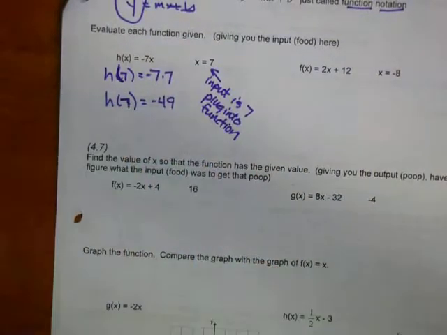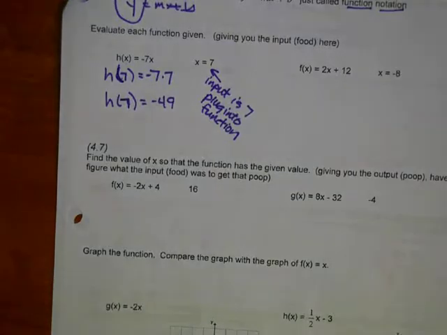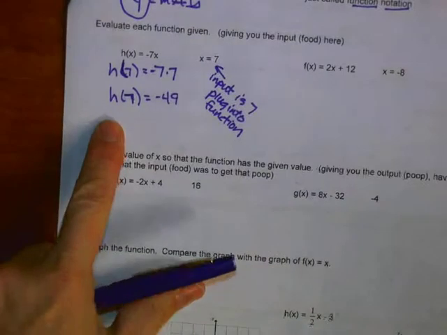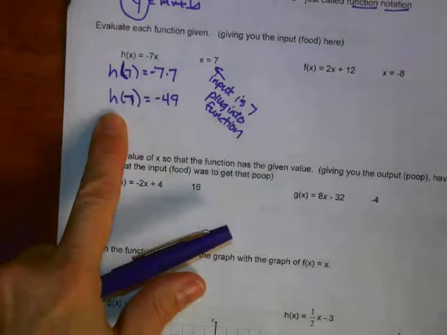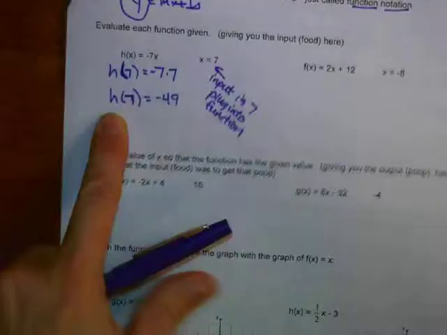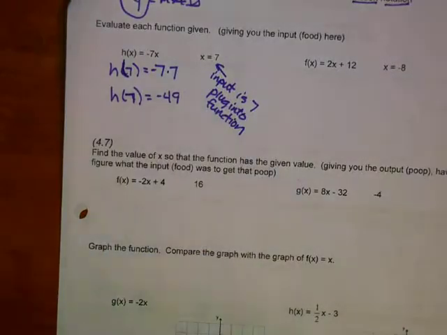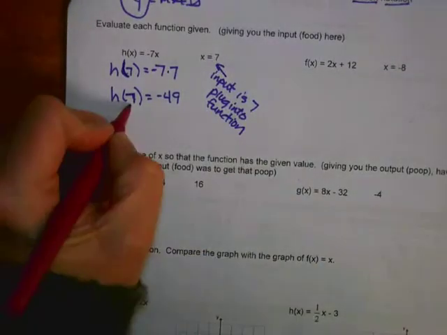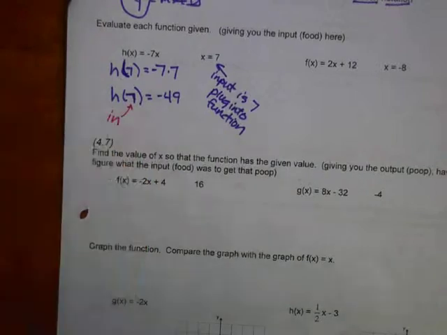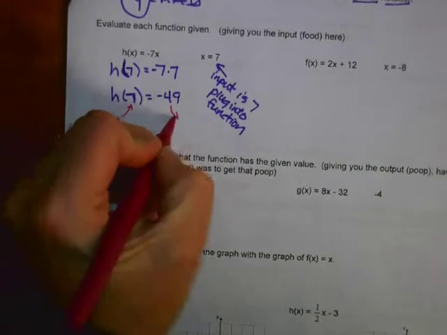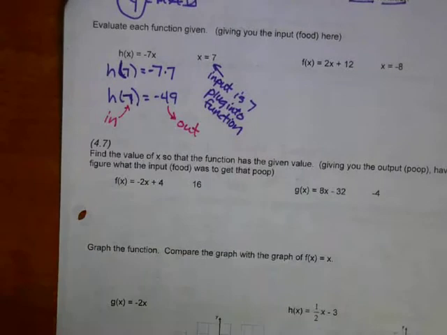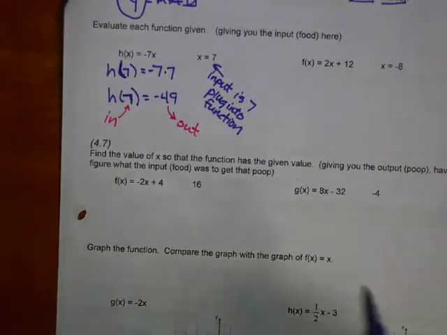Now, here's the beauty. You're done. That's it. Please, please do not divide by 7. No. You can't do that. Okay? It's telling me, this is what's beautiful about this. This function notation is telling me that 7 went into the function and negative 49 came out. That's the nice thing about function notation. It's like 7 was the food, negative 49 was the poop. That's what it does for me. Okay? Let's try another one.